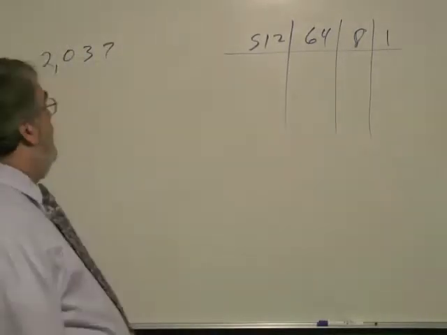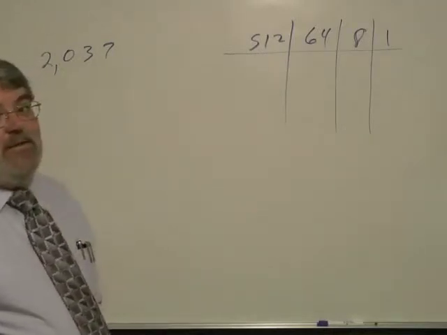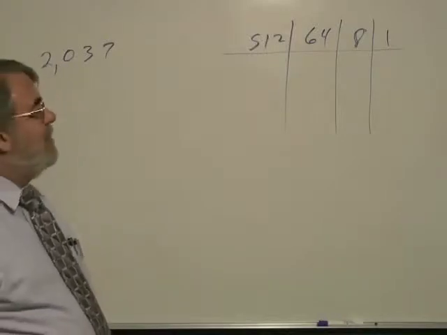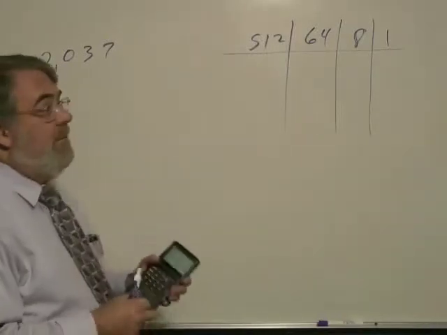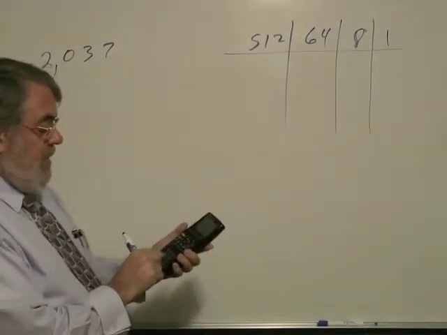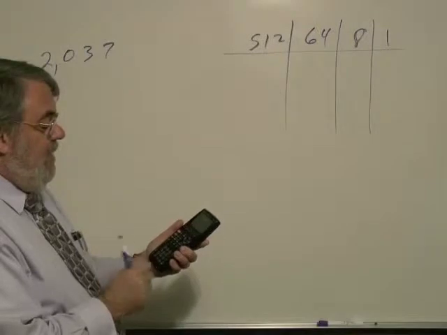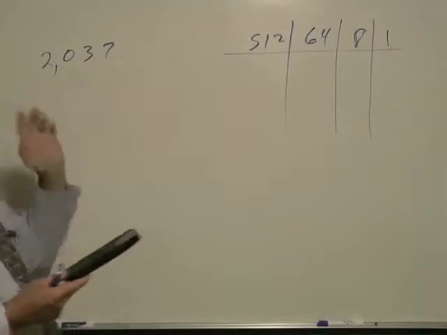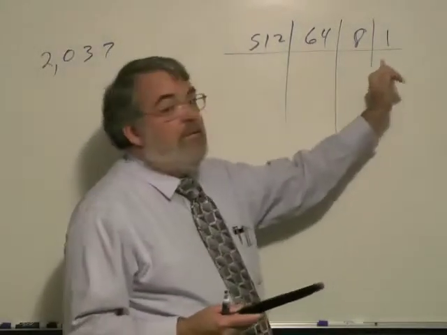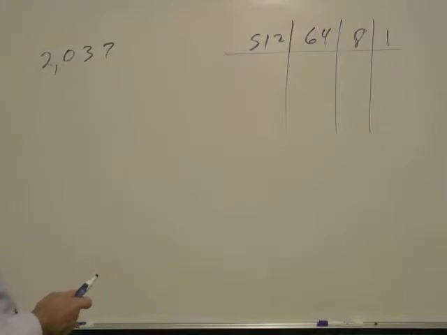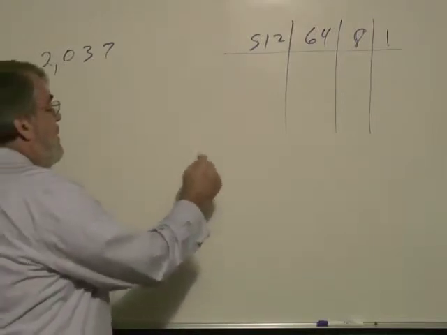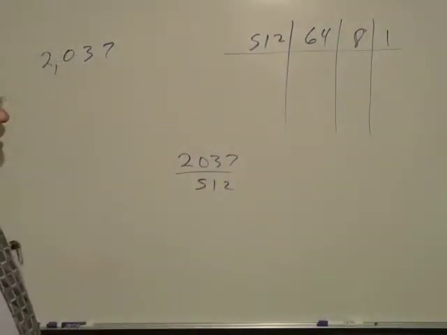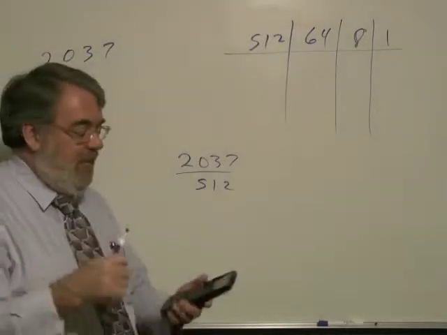So let's try this problem. 2037 converted to base 8. So if you think you know how to do this, give it a try. Pause the video and see if you can get it. All right, now the next column over here would be 8 times 512, which is 4096. Well, 4096 is, of course, larger than 2037, so this is going to be a four-digit number in base 8. So now I have to divide 2037 by 512, and I think it'll go almost 4 times, but not quite. I think it'll go 3 times.